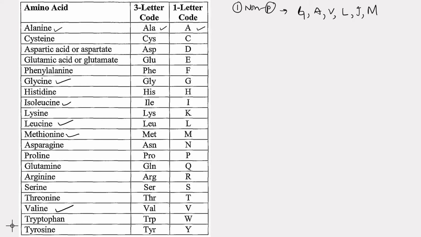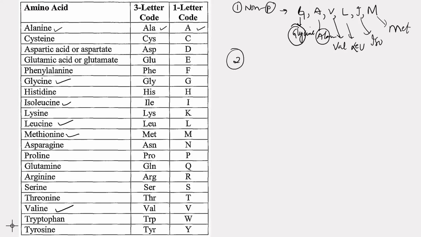If you look at this, all of them are pronounced as they are written. So if you look at glycine, alanine, valine, leucine, isoleucine, and methionine, it is the first 3 letters. So we see that only the first letters are taken into consideration for the non-polar.